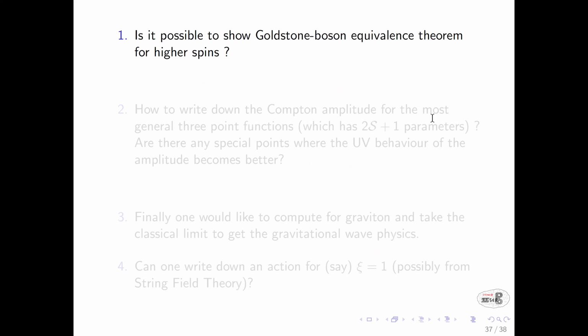So the first question will be to prove whether it is possible to show the Goldstone boson equivalence theorem for higher spins. The statement is that if you compute WW scattering and go to very, very high energy and take the longitudinal polarization of W bosons, you can show that the scattering amplitude is the same as the scattering amplitude with the Goldstone bosons. That's a feature that is coming from the Higgs mechanism. Can you show it for arbitrary spins?